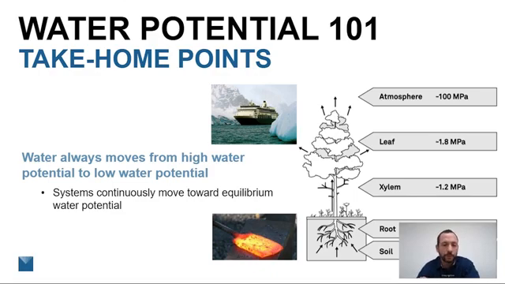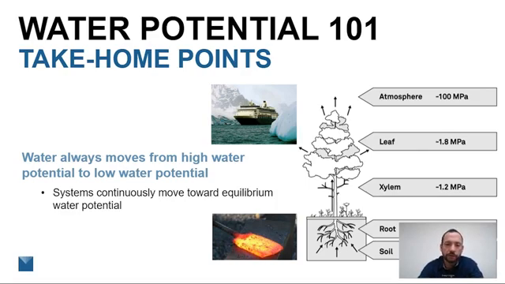Water in the soil plant atmosphere continuum always moves from high potential to low potential. And on the right, you can see that this is a passive process where the soil is at a higher water potential, the atmosphere is at a lower water potential, and so the water moves from the soil into the roots, into the xylem, through the leaves, and then out to the atmosphere, just along that water potential gradient.